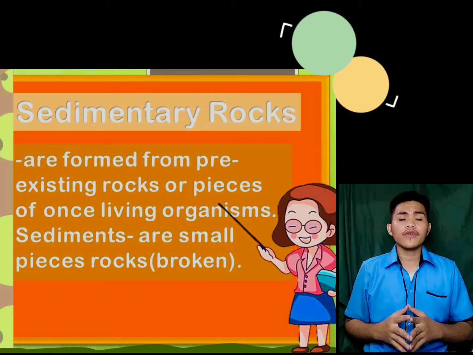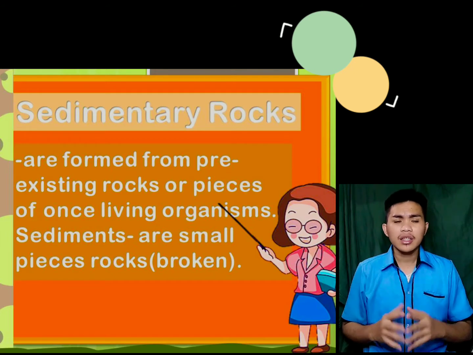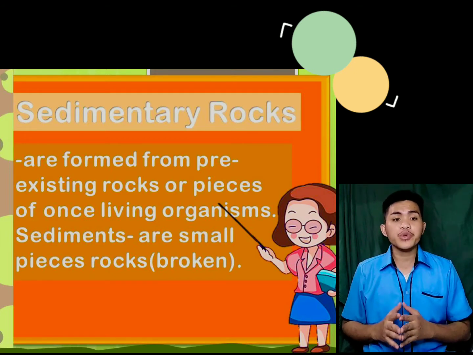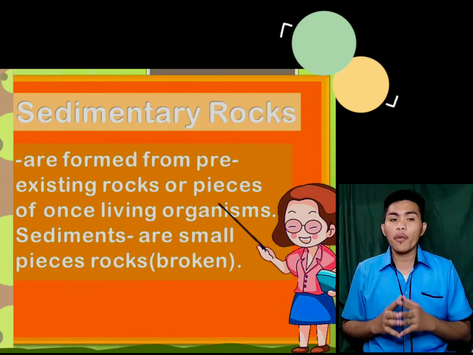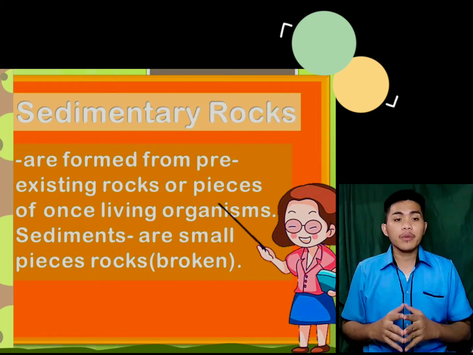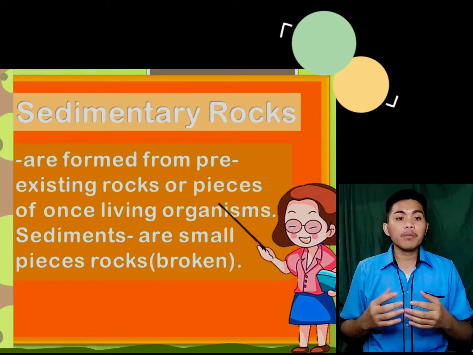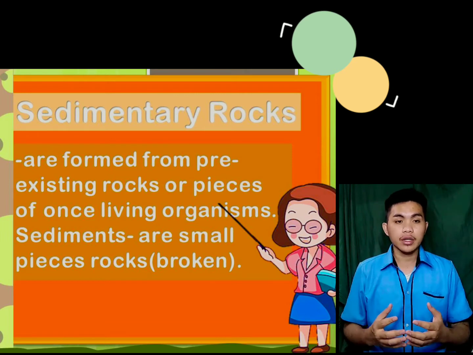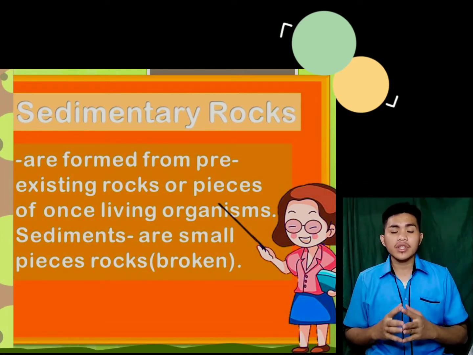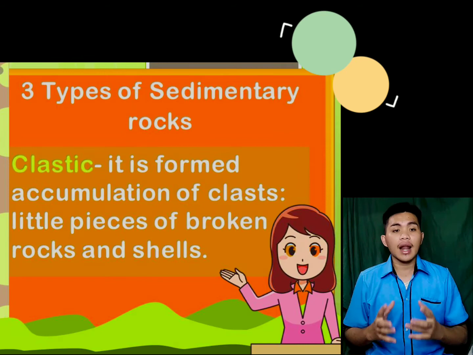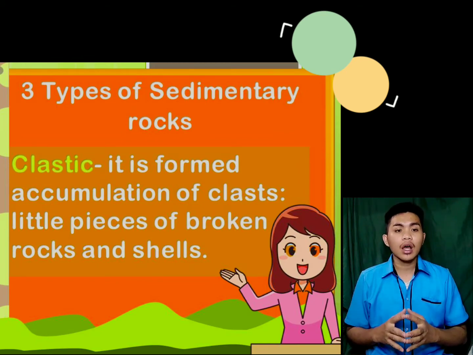The next classification of rock is sedimentary rocks. Sedimentary rocks are formed from pre-existing rocks or pieces of once living organisms. From the word sediments, the small pieces of rocks or broken pieces. There are three types of sedimentary rocks. The first is clastic. It is formed by accumulation of clasts, little pieces of broken rocks and shells.